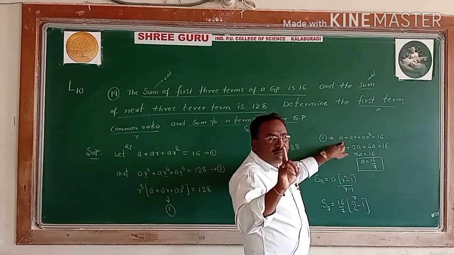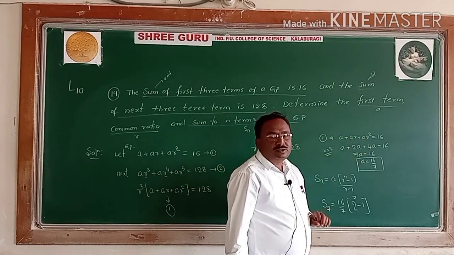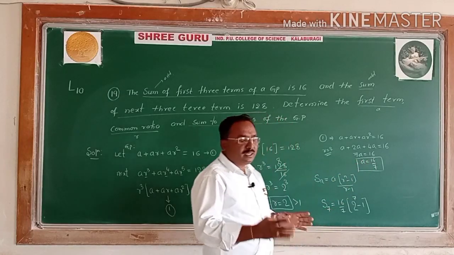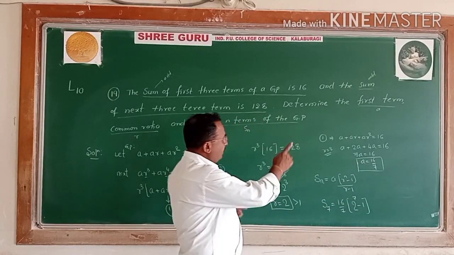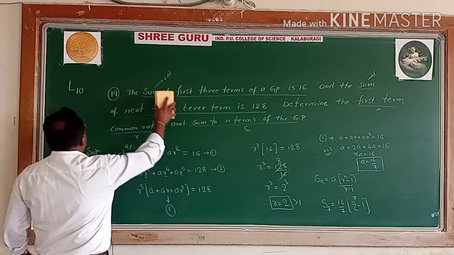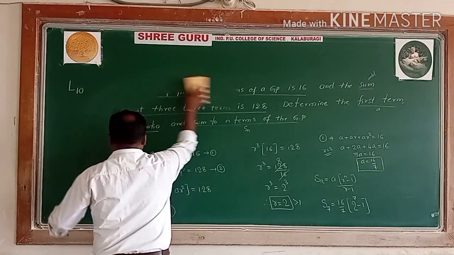Here, in equation 1, take A plus AR square is equal to 16. Substituting the R value, 7A is equal to 16, so the A value is 16 by 7. Thus A, R, N are determined. This is 3 marks, carefully write.